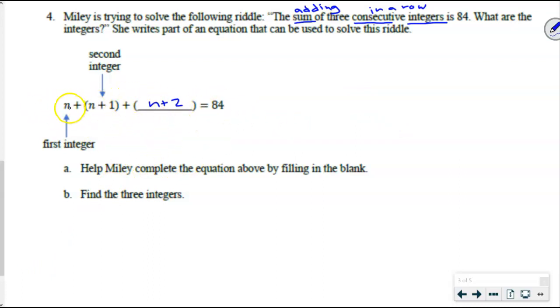This equation simplifies to 3n plus 3, which we solve by subtracting 3 from each side. Subtracting 3 zeroes out this positive 3, and I have 3n is equal to 81. We divide each side by 3 and we get n is equal to 27.